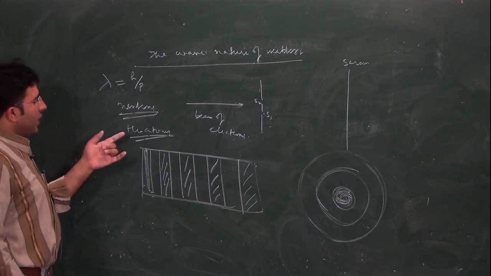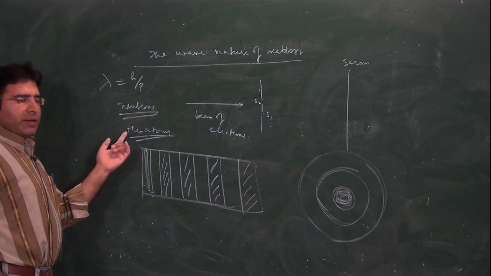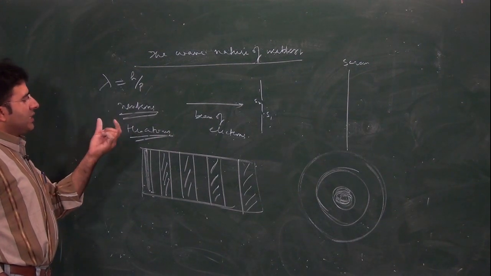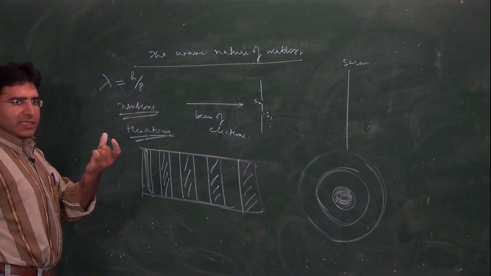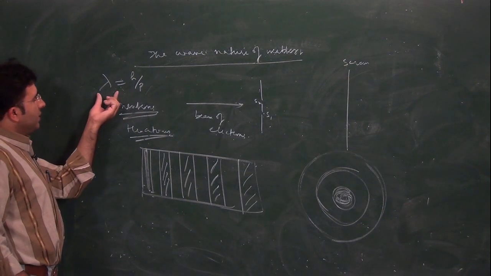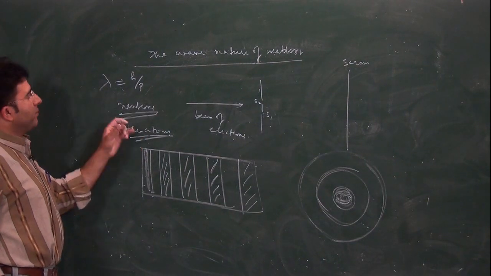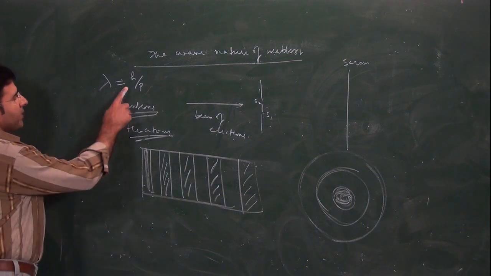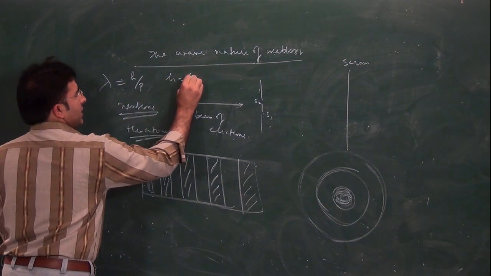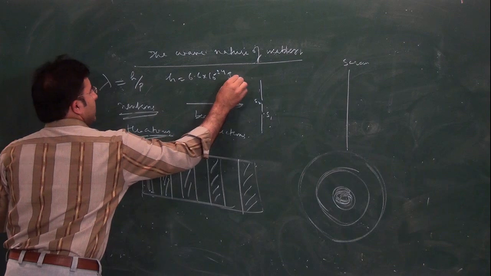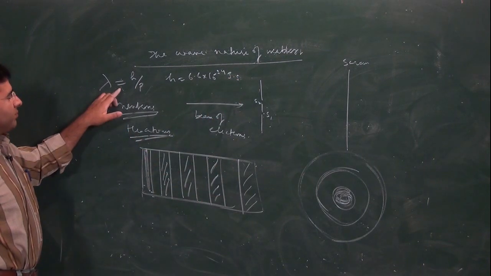Therefore, if you want an interference or diffraction pattern with helium atoms, you should have a slit of the same size as the de Broglie wavelength of these particles. But we see one thing from this: h is very small, 6.6 into 10 raised to power minus 34 joule second. It is a very small value.